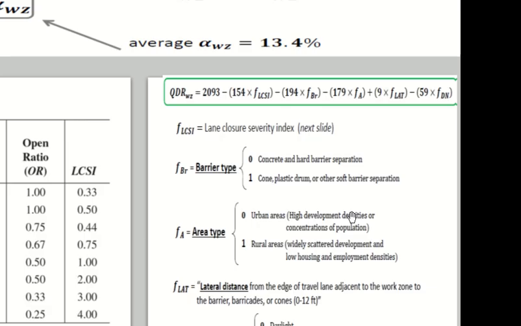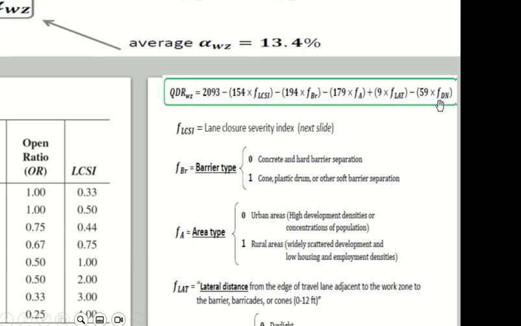Then we have the lateral clearance, which is the distance between the barrier and the road. So you may have the barrier and then some distance and then the lane. So there could be some distance between the barrier and the lane. That distance is FLAT, this one.